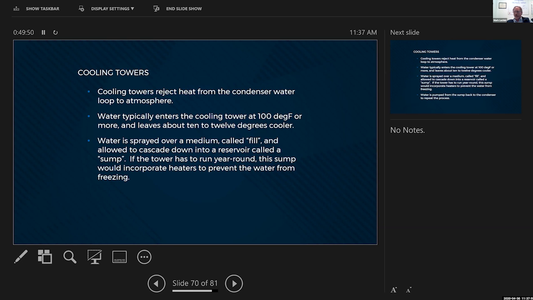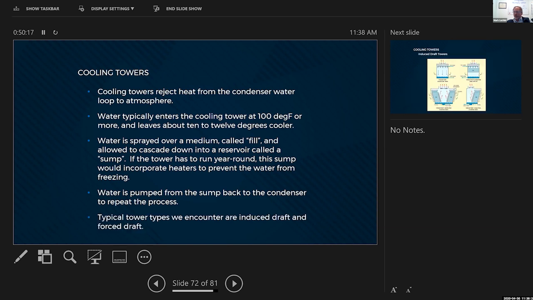Why do we have a fill? It basically slows the water down, gives it more time to give up its heat, essentially by evaporation. Again, if you have to run the thing year round, you're going to need to have heaters in your sump to keep it from freezing. From the sump, the water gets pumped back to the condenser, and you repeat that process.